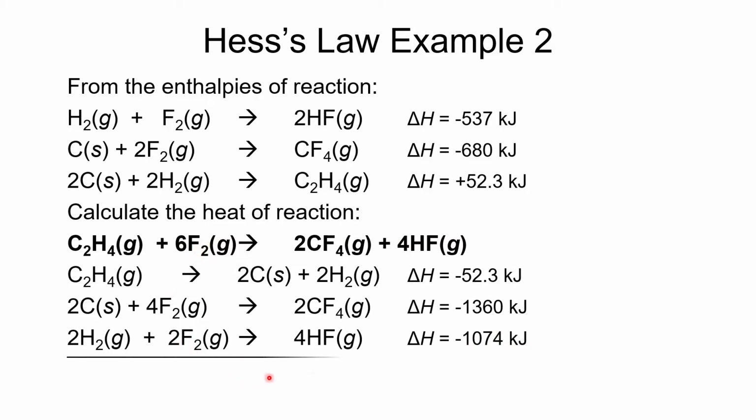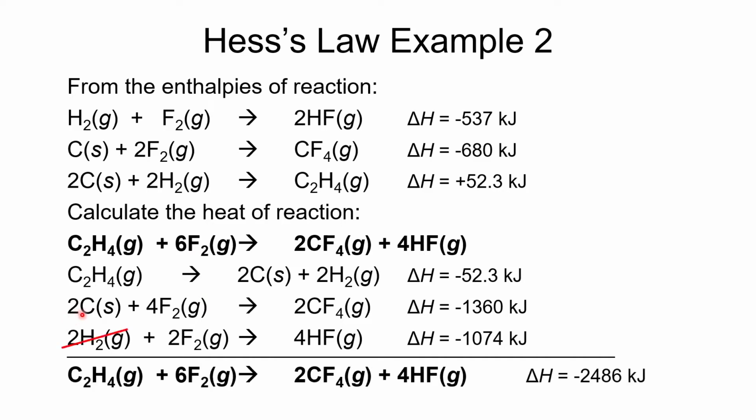It did balance out. So we're going to add these equations together and cancel out things that will cancel out. So you'll see that the hydrogen cancels out and the carbon cancels out. And then here you'll see when we add the equations together, we get C2H4 plus 6 F2s gives us 2 CF4s and 4 HFs. And when we add those delta H's together, we will get negative 2486 kilojoules. So let's look at number 64 on the in-class assignment.